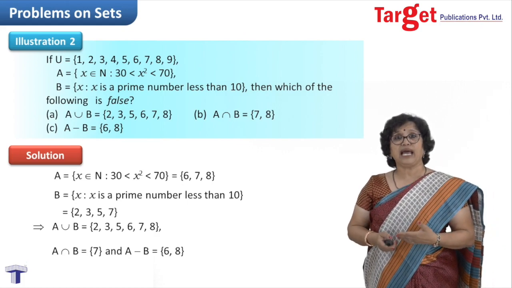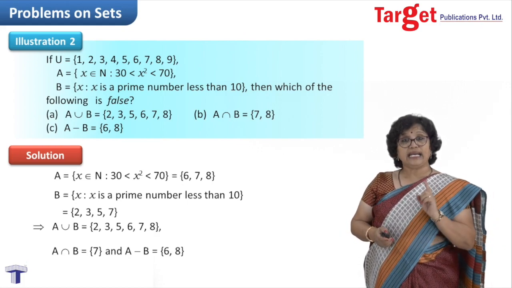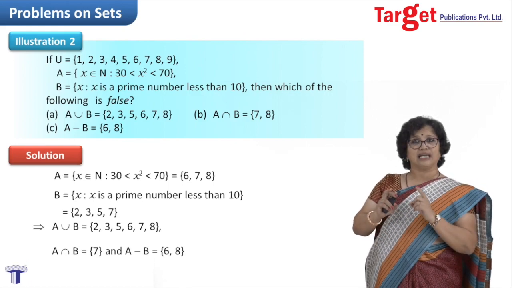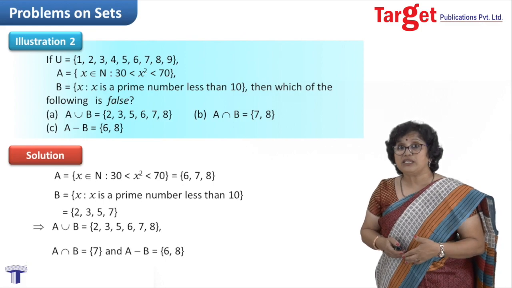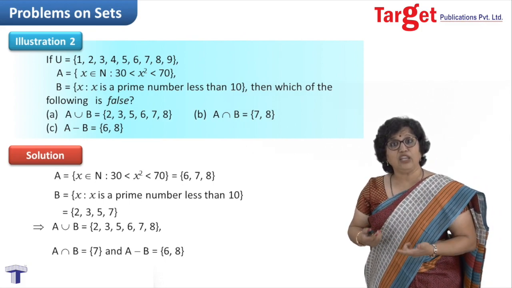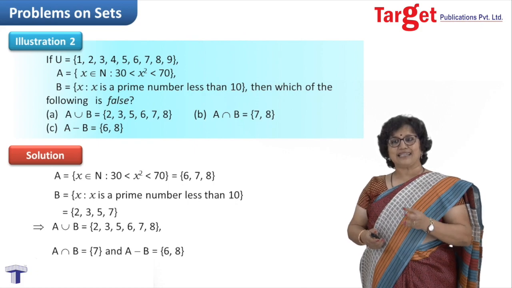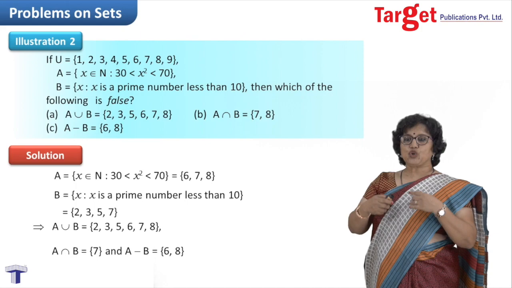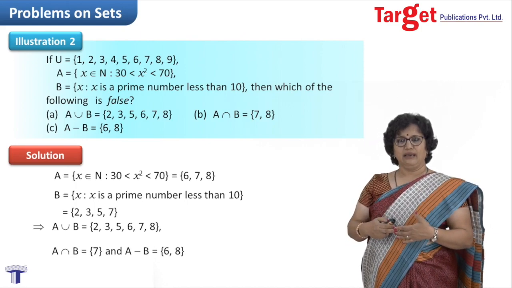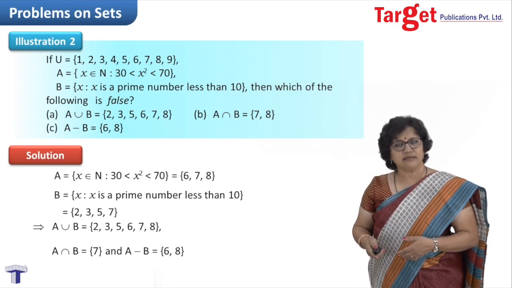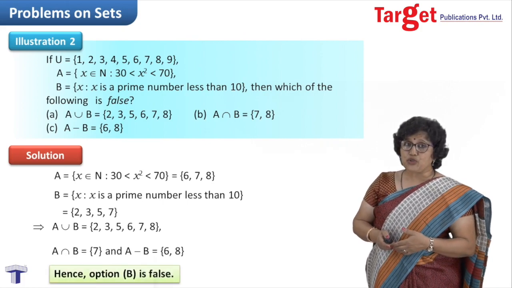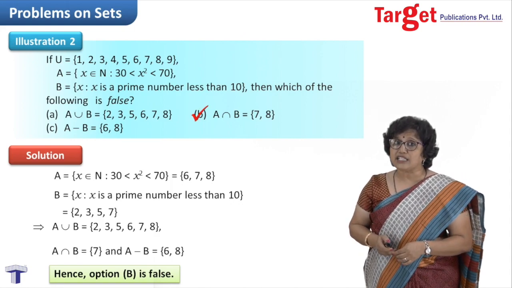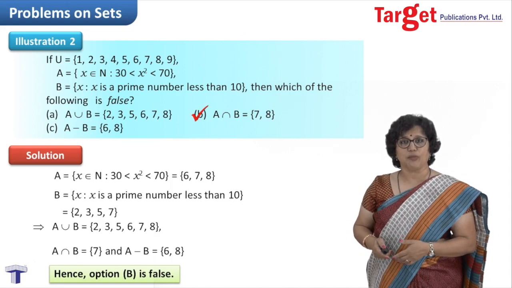A intersection B and A minus B, you can write down on your own. A intersection B means the common ones, and the common ones means only element 7. That is the singleton set {7}. And A minus B means what? The elements which are in A, not in B, are 6 and 8. 7 is present in both, so that we remove. So we have A minus B as {6, 8}, and A intersection B as a singleton set. So the option we want is option B, because it says A minus B is {7, 8}, and what we have found is {6, 8}.